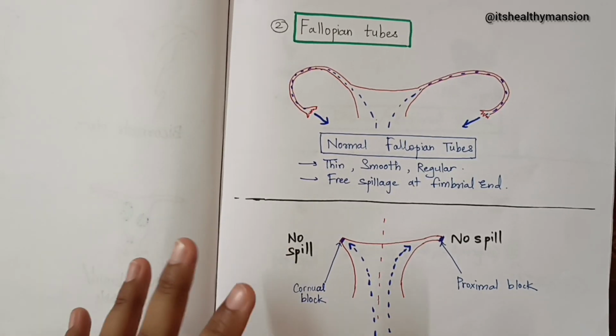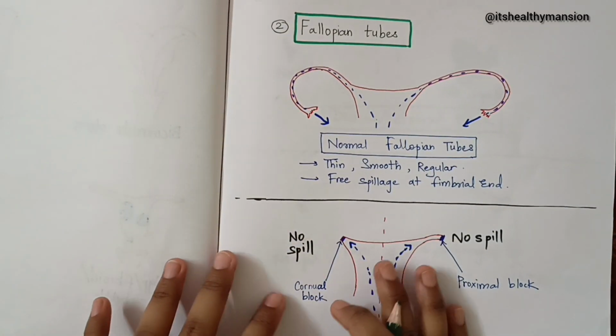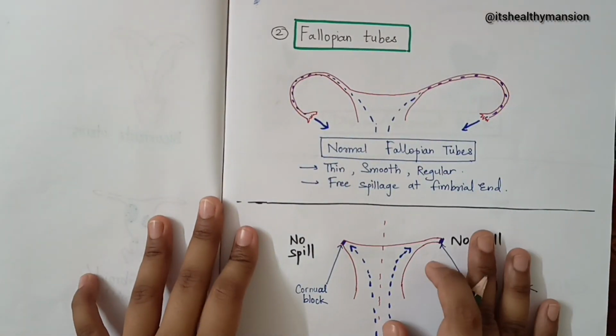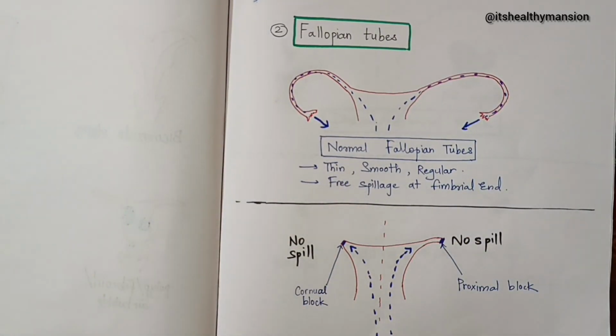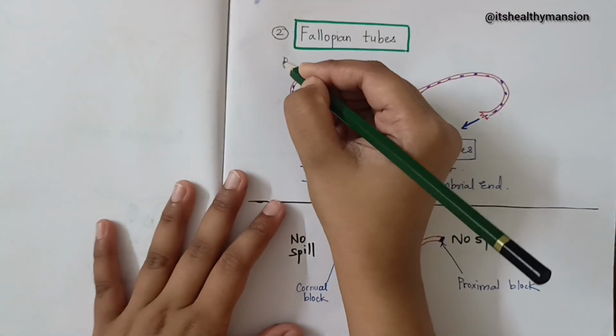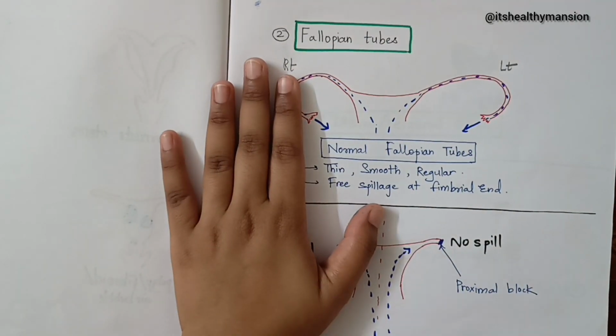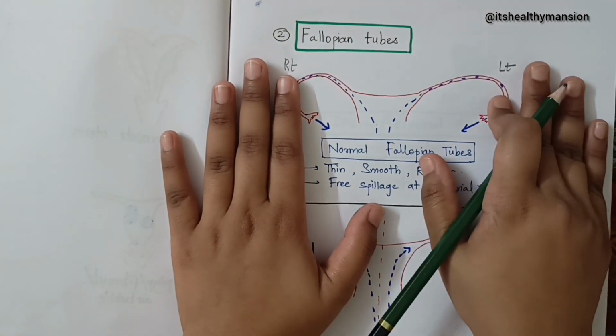Today we are going to see another part 2 video of HSG film interpretation. Today we are going to see fallopian tube abnormalities, how to see abnormality in an HSG film with respect to the fallopian tubes. We have two fallopian tubes in a female, right and left. Always it is the right side when we are looking in front, and this is the left side.